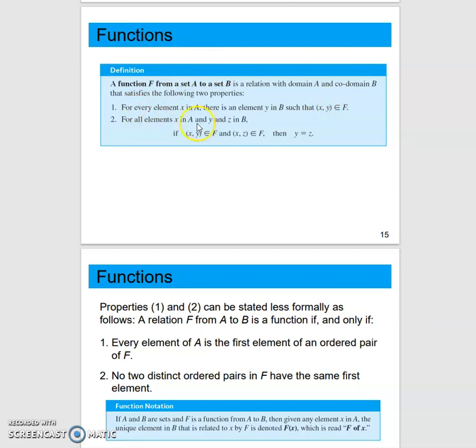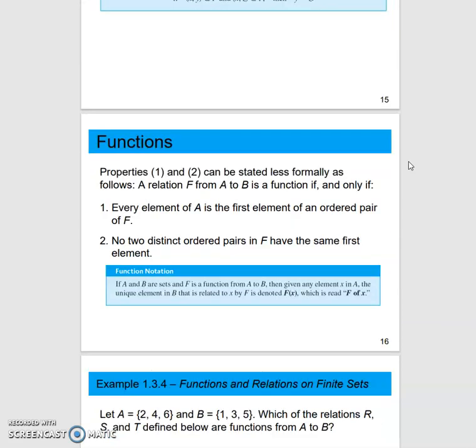And then for all elements x in A and y and z in B, so I'm looking at two there, if (x, y) is in f and (x, z) is in f, then y equals z. You might have heard the less formal definition of a function in previous math classes, which is basically that you can't have repeated x's. And this is essentially a very formal way of saying that exact same thing.